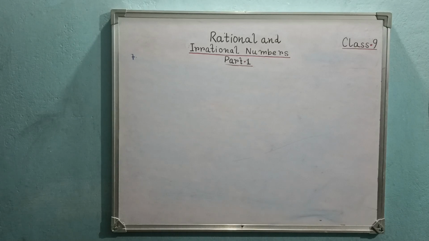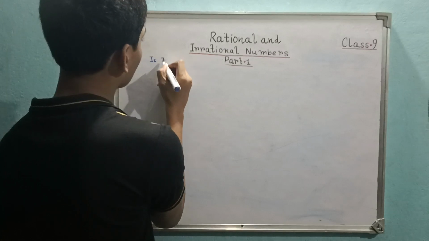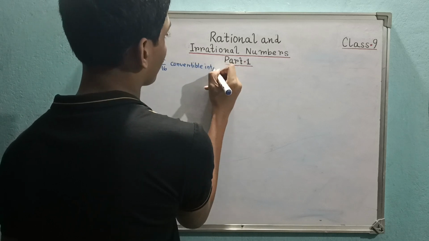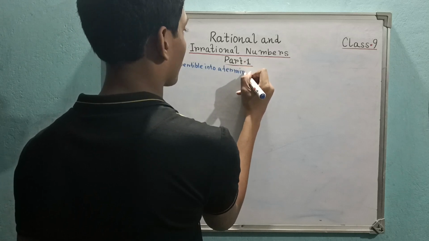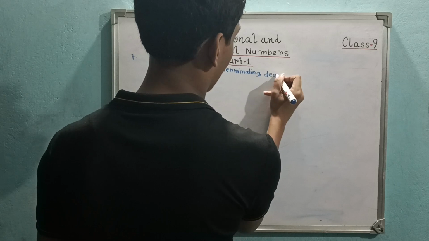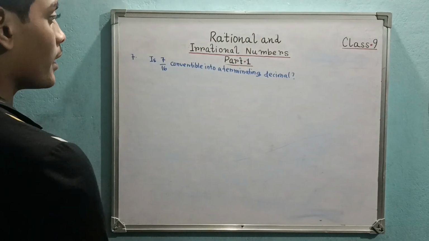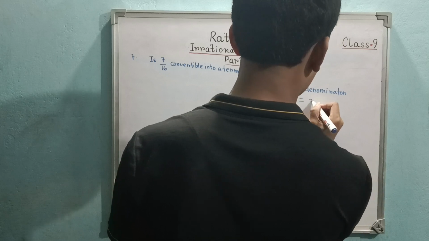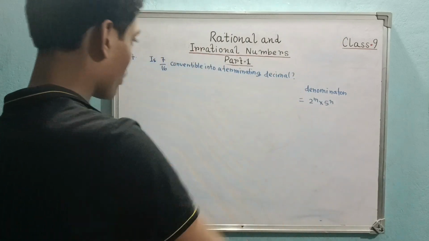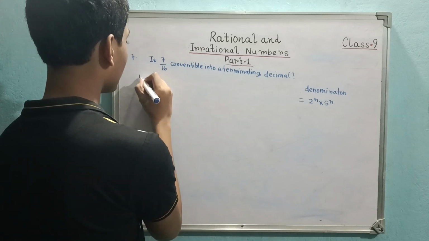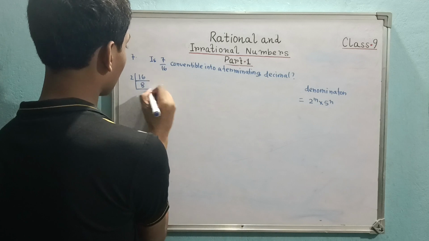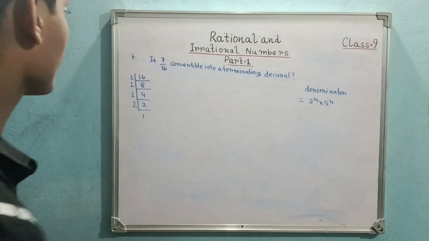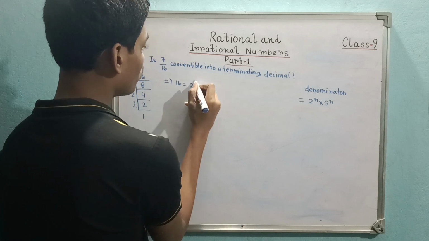Now they are telling us, is 7 by 16 convertible into a terminating decimal? See, for a terminating decimal, what I told, the denominator should be representable in what form? 2 to the power m into 5 to the power n. Okay. So let's say the denominator 16. 16 by 2, 8. 8 by 2, 4. 4 by 2, 2. 2 by 2, 1. So 16 equal to 2 to the power 4, I can write.